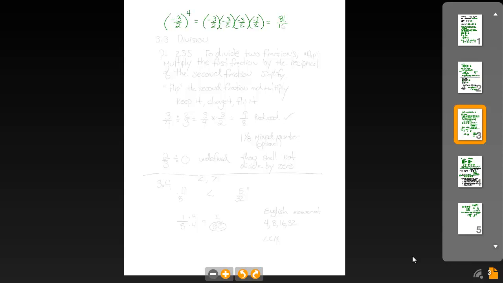And again, unless it specifically says you do not have to change it to a mixed number, I actually want that answer. I want to stop right there. If you did change it to a mixed number, that's fine. You do have to reduce if possible. They're different things.